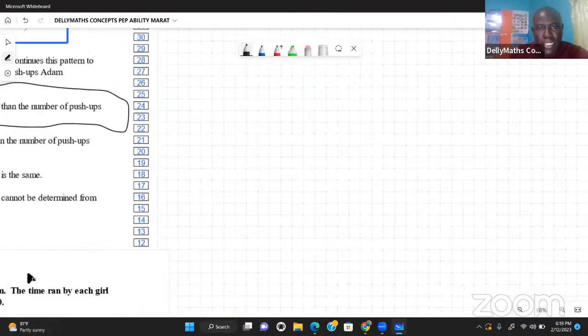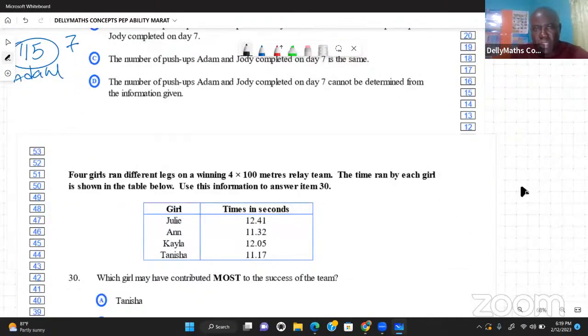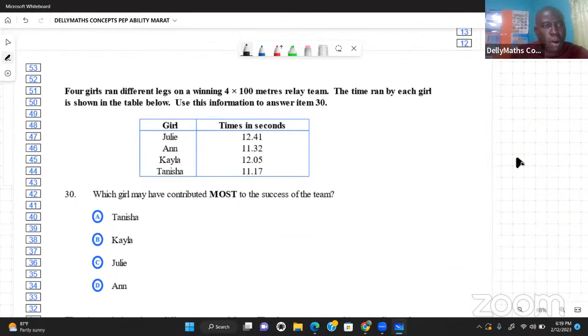All right, let's look at this other question. So we have another question coming. Question 30. We're talking about 4 girls, right? 4 girls ran different legs on a 4x100 relay team, as you could see right there. The time run by each girl is shown in the table. Use the information to answer item 30.